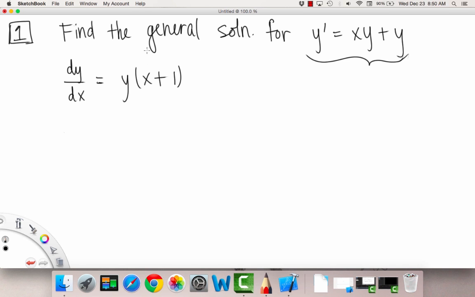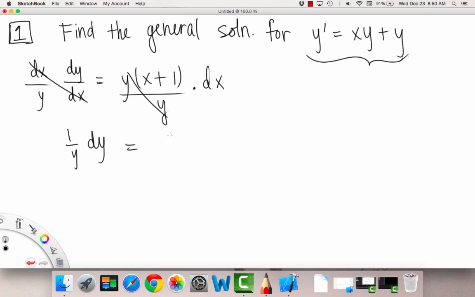Okay, so now let's separate our variables. We're going to divide by y on both sides and multiply by dx on both sides. So we see the y's cancel out, the dx's cancel out, and we're left with 1 over y dy is equal to x plus 1 times dx. Now we're just going to integrate because we already separated our variables.